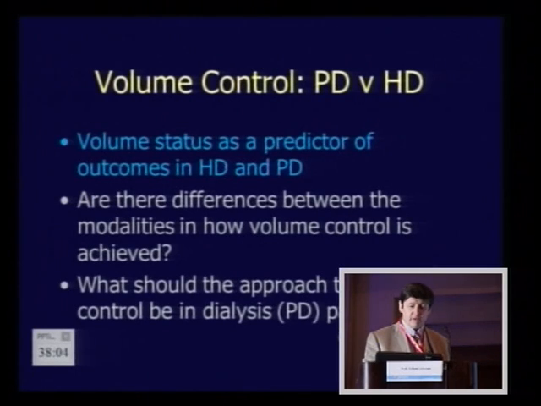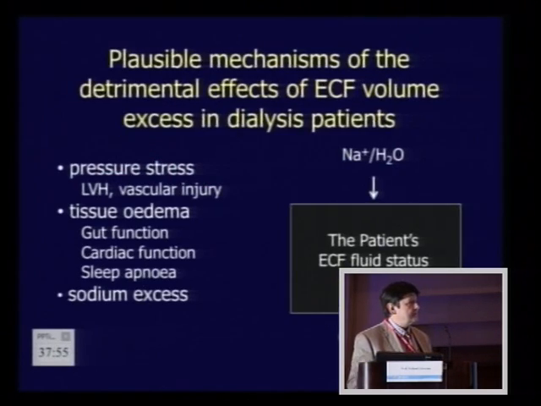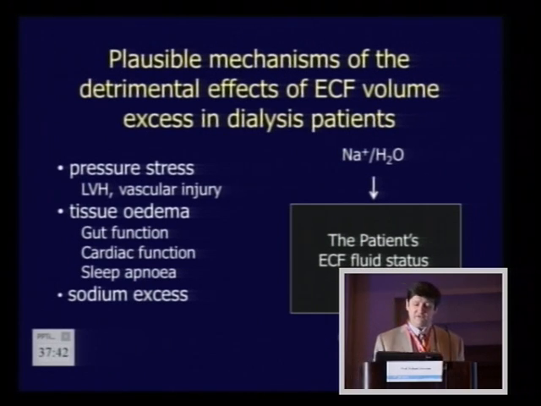So first of all, let's talk about the whole issue of volume status as a predictor of outcomes in hemodialysis and PD patients. I think the goal of perfect dialysis therapy, really, is to try and normalize the extracellular fluid volume. What we're trying to do is to effectively get the optimal extracellular fluid volume at as much of the time as possible in dialysis patients.